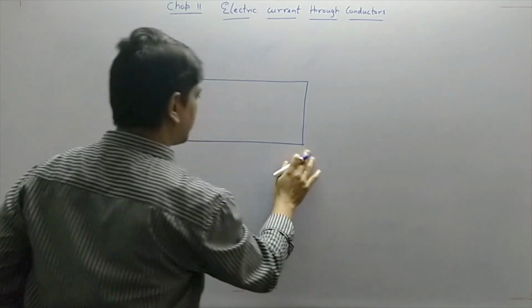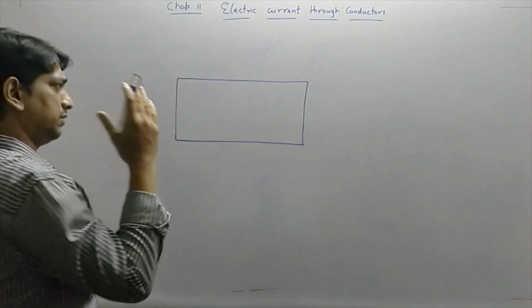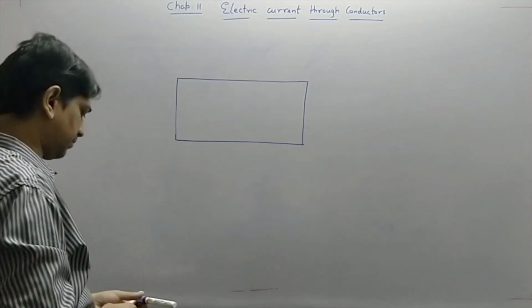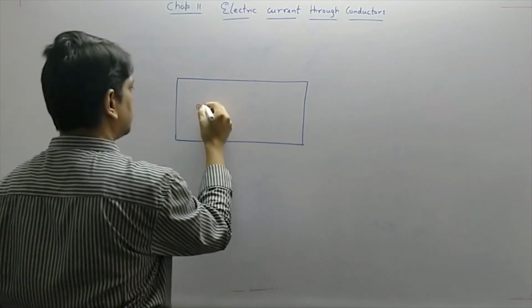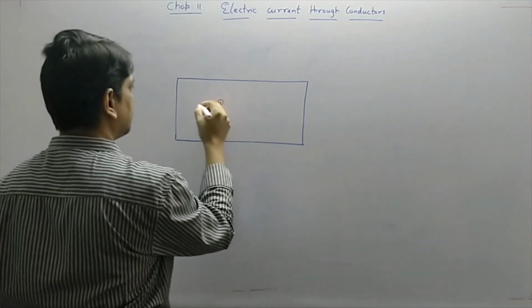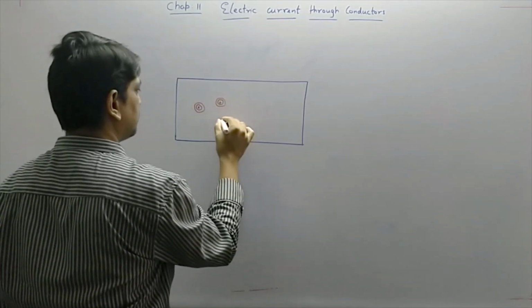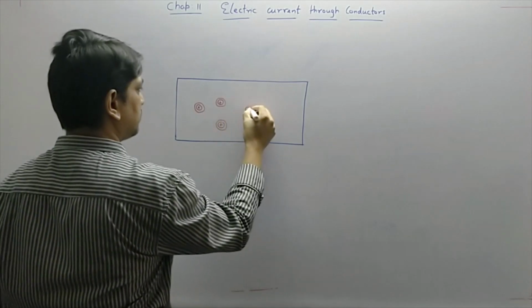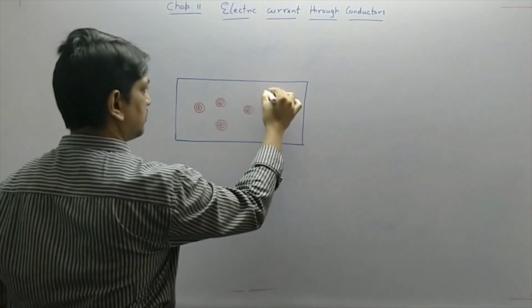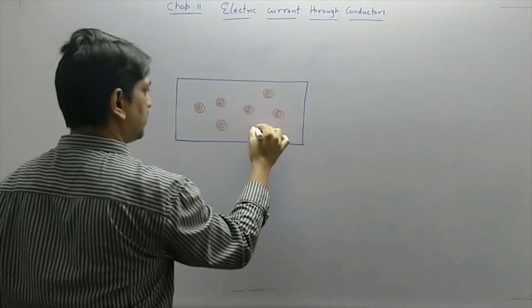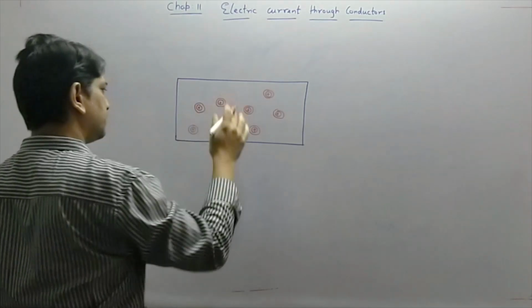we have a conductor, and inside the conductor we have a large number of atoms. Suppose these are the atoms we have. So we have an infinite number of atoms, a very large number of atoms inside the conductor.